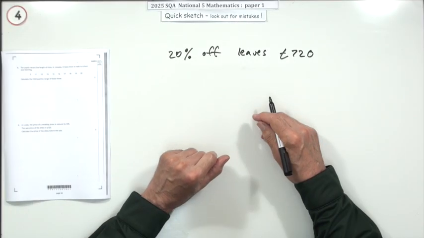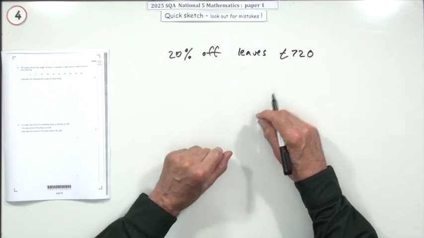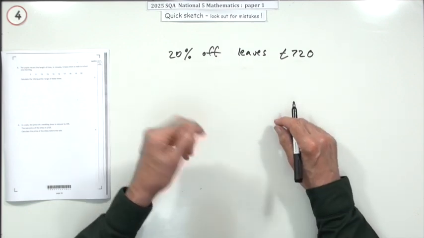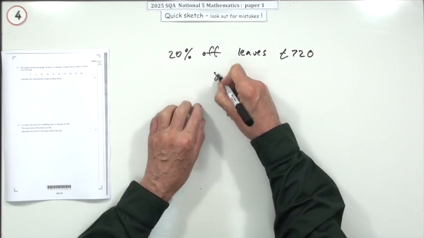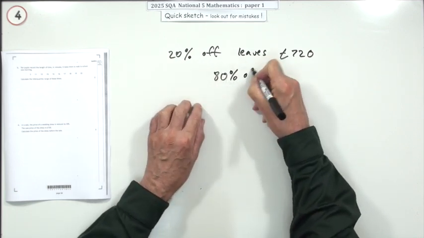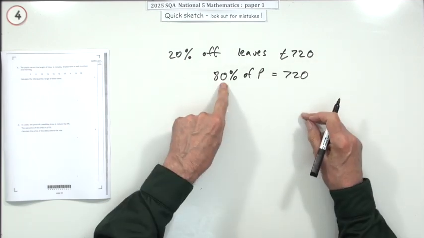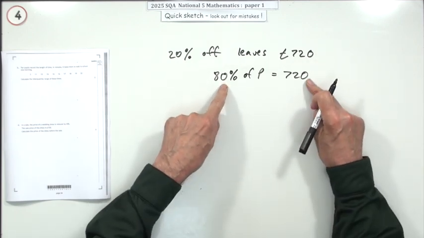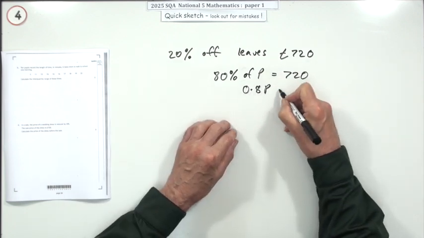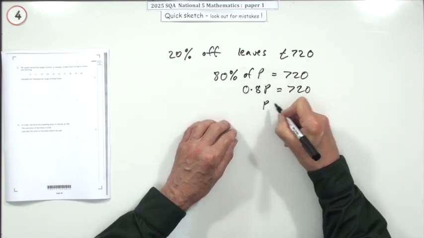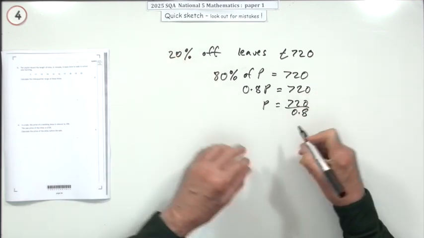Number 4. In a sale, the price of a wedding dress is reduced, 20% off, and that leaves it at $720. What was the price before that? What was the original price? Well, if there's 20% off, that means 80% of the price is $720. So you could either find 10% by dividing by 8 and then multiplying by 10, that would do. Or you could just say 0.8p is 720, so p must be 720 divided by 0.8, but you might prefer to have done it the other way.